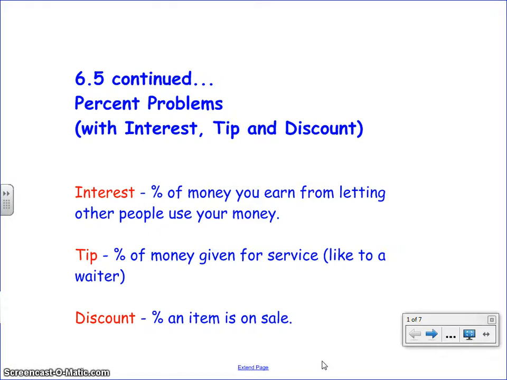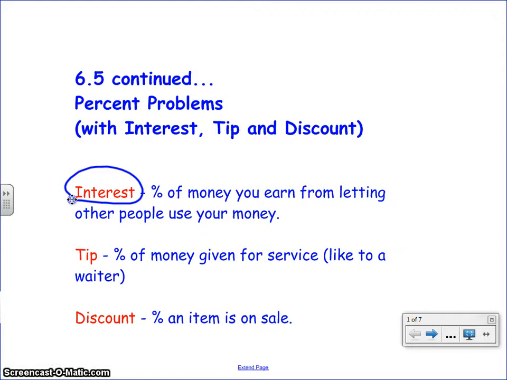So first of all, let's talk about what is interest. Interest is the percent of money you earn from letting other people use your money. For instance, if I lend my sister $40 and I say, yes, you can pay it back to me, but I'm going to charge you interest. So she's going to have to add a certain percent.